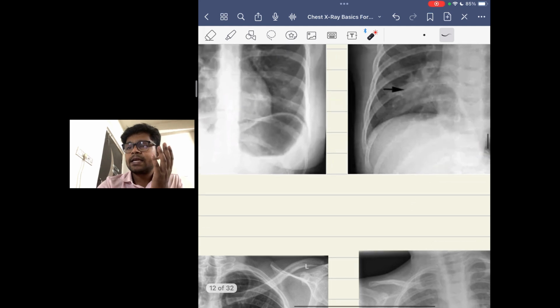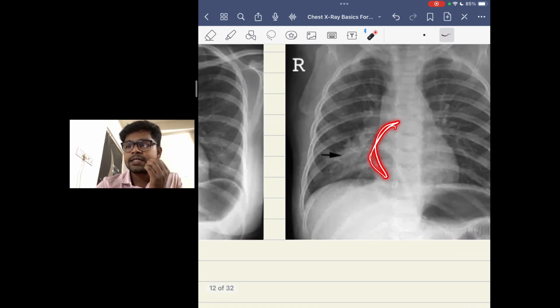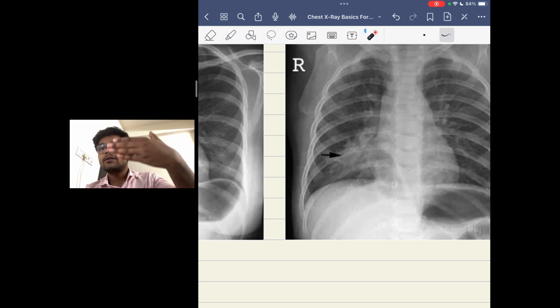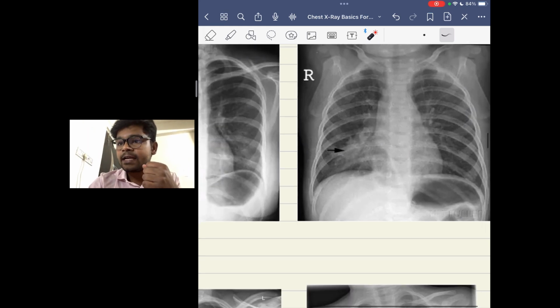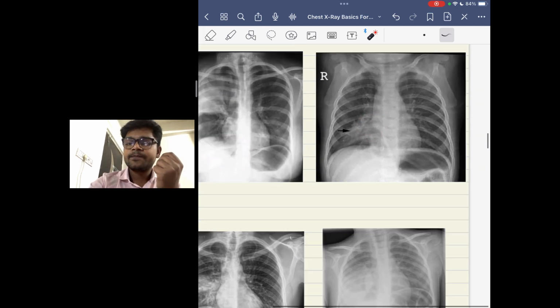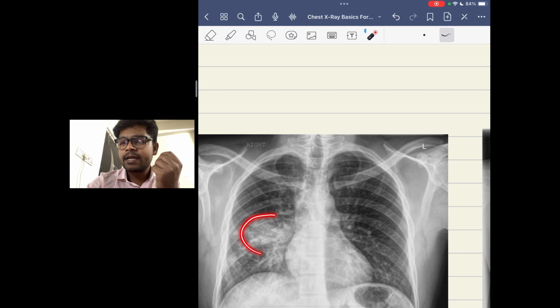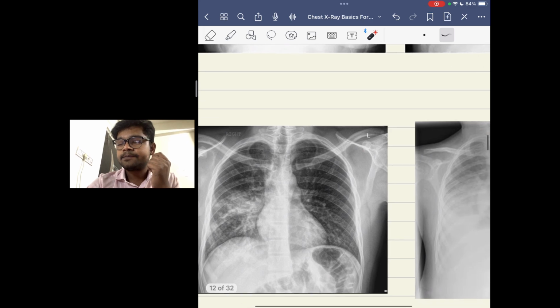But in this X-ray you can see that the right heart border has been obliterated or not properly seen. It is because of the Silhouette sign that we are talking about, that if an opacity lies in front of an object, you cannot see that thing properly on X-ray. So if the right middle lobe, which overlies the right border of the heart, is filled with exudates, you cannot see the right border of the heart, but here you can clearly see the right border of the heart. So it is a right upper zone pneumonia.